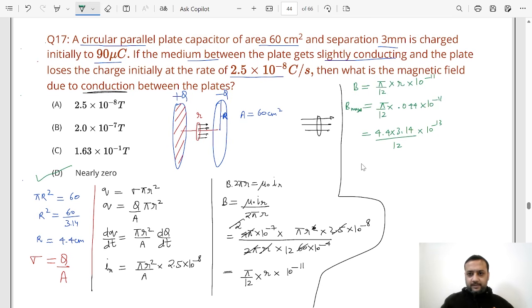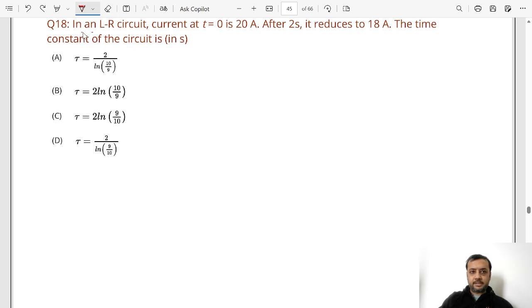So that is the idea of this question. I hope you have understood. In this question, it's an LR circuit. At time 0, the current is 20 ampere, and after 2 seconds, it becomes 18. We have to find the time constant.